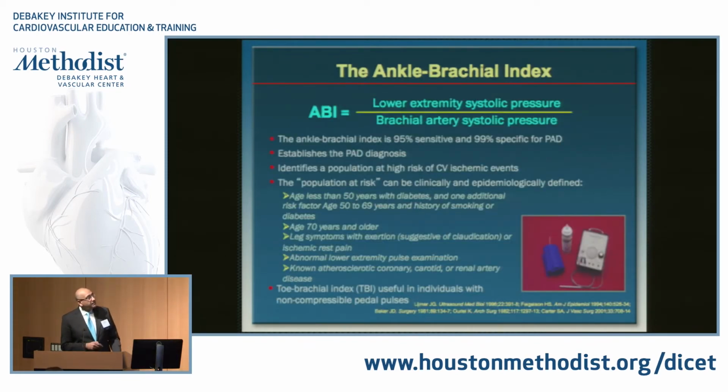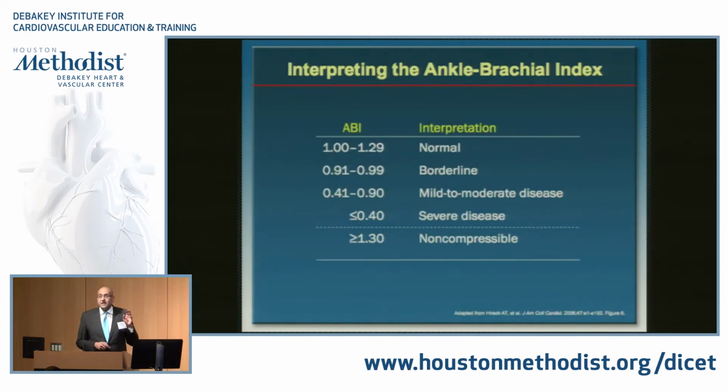ABI is basically nothing but lower extremity systolic pressure divided by the brachial artery systolic pressure. It is very sensitive and extremely specific to establish PAD diagnosis, and it obviously identifies patients who are at high risk of cardiovascular ischemic disease. You can actually use it in your practice to identify people who are at high risk for anything cardiovascular at all levels. We went through all the indications on patients you should be doing this, but these are the numbers I want you all to remember.